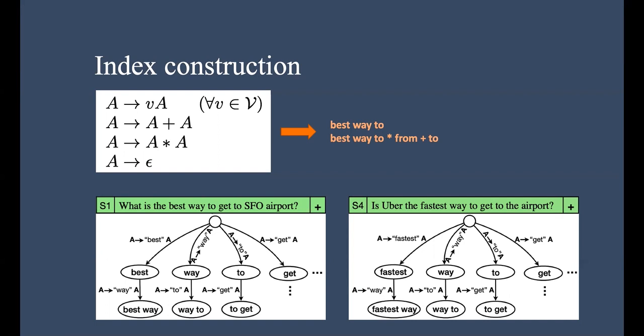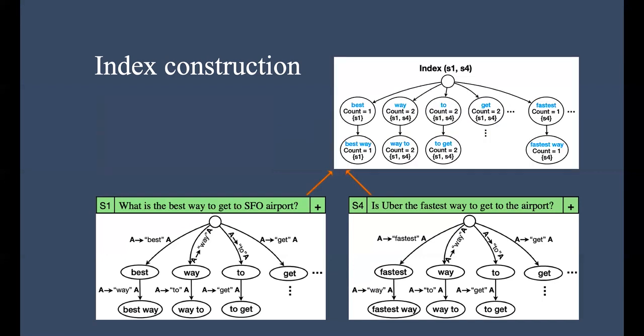For instance, on the left, you can see starting from the root, the first word that we can do a derivation over can be the word best. And that is something that matches these sentences because we already know about the vocabulary of these sentences. So once we have these trees, the next thing that we do is that we simply merge them.